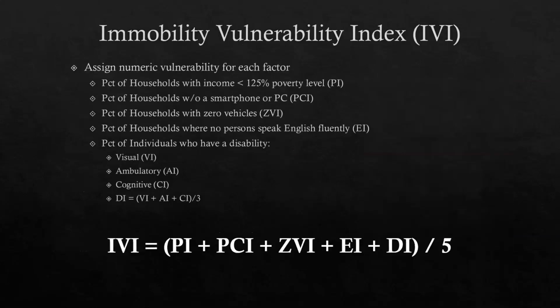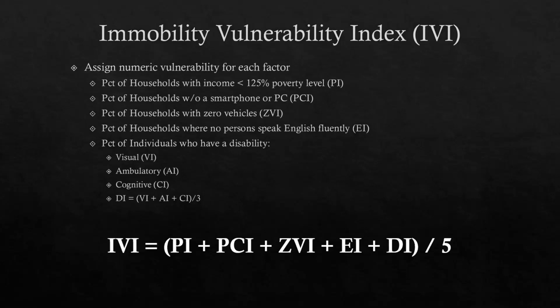Using SOVI for inspiration, I sought to create an index with a targeted scope on a person's inability to evacuate from storm surge. I chose 5 factors that I felt were the most common cause of immobility and that had demographic data available at the census tract level. And these factors are households with an income less than 125% of the poverty level, households with 0 vehicles, households with no smartphones or personal computers, households with no residents who speak English fluently, and people who suffer from an ambulatory, visual, or cognitive disability.